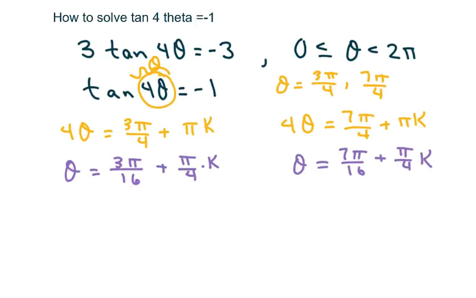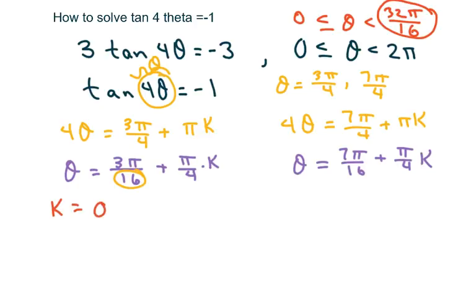Now, we want everything in between 0 and 2 pi, and with my denominator being 16, I know I can go from 0 to 32 pi over 16, because that equals 2 pi, and it can't equal it. Sorry about that. Bless you. So what we're going to do is go ahead and use these two when k is 0. We get 3 pi over 16, and over here we get 7 pi over 16.